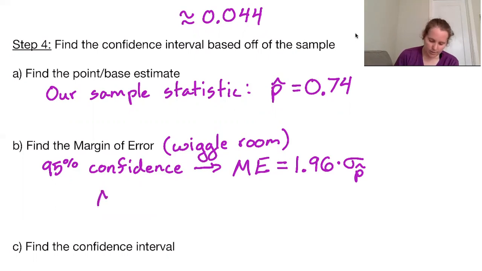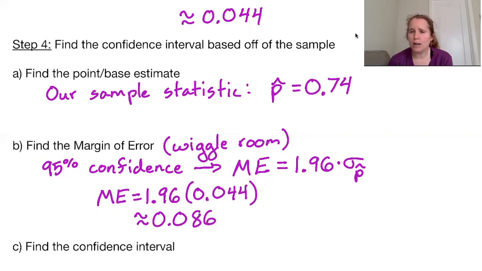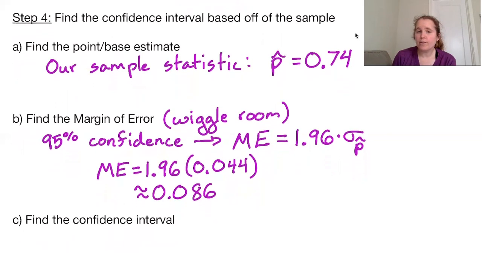So our margin of error is 1.96 times, sorry, not 0.74, 1.96 times our standard deviation, which was 0.044. If we do that, we wind up getting approximately 0.086 or 0.09. This is our margin of error, that's our wiggle room.